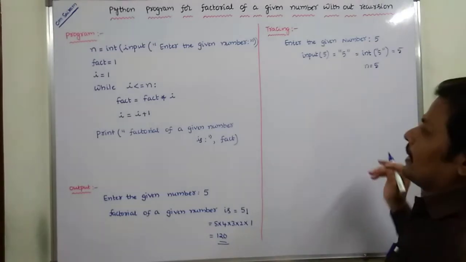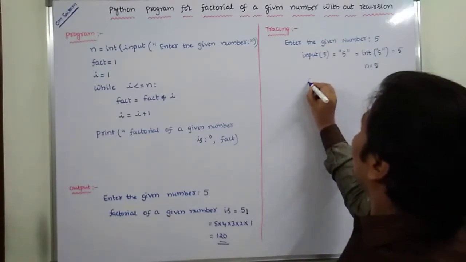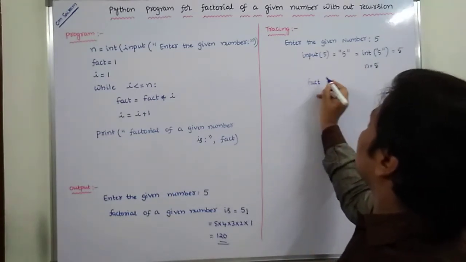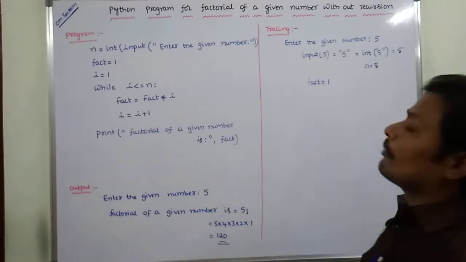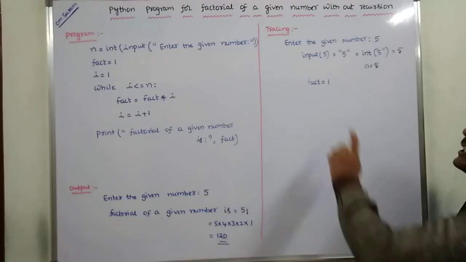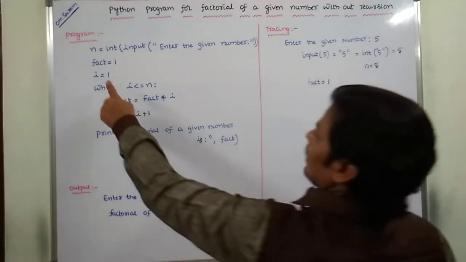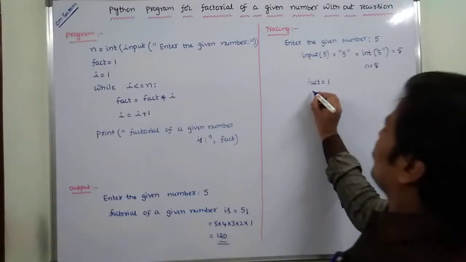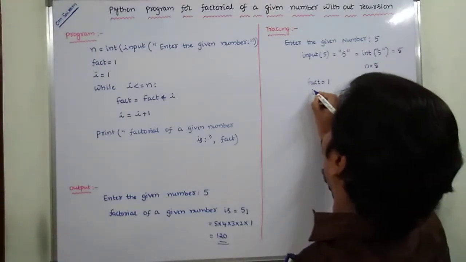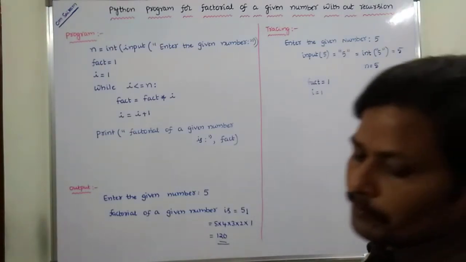Okay, next statement, fact is equal to 1. Here we have to initialize two variables. One is fact is equal to 1. Initially, the fact value is equal to 1. Next one, i is equal to 1. So i is nothing but the loop variable. Loop variable value is equal to 1.